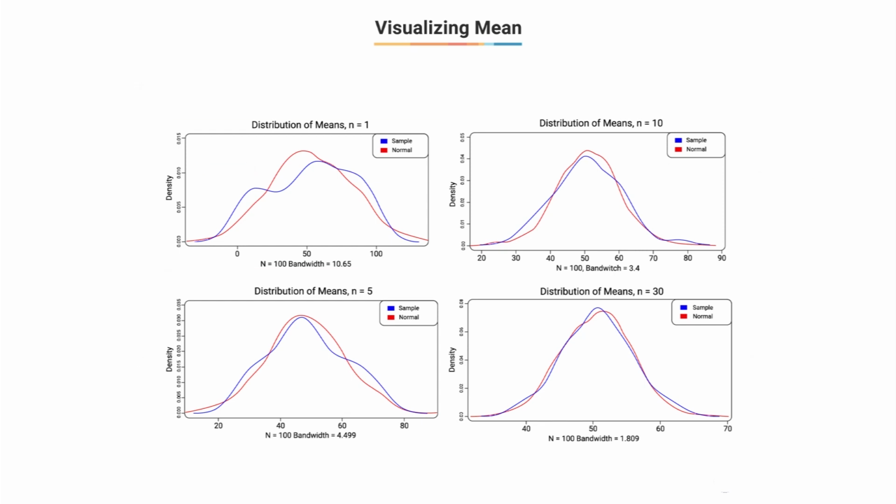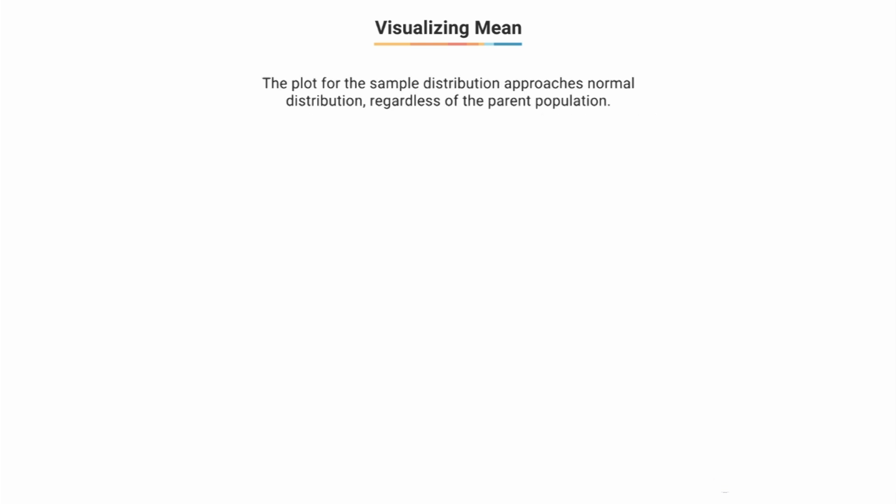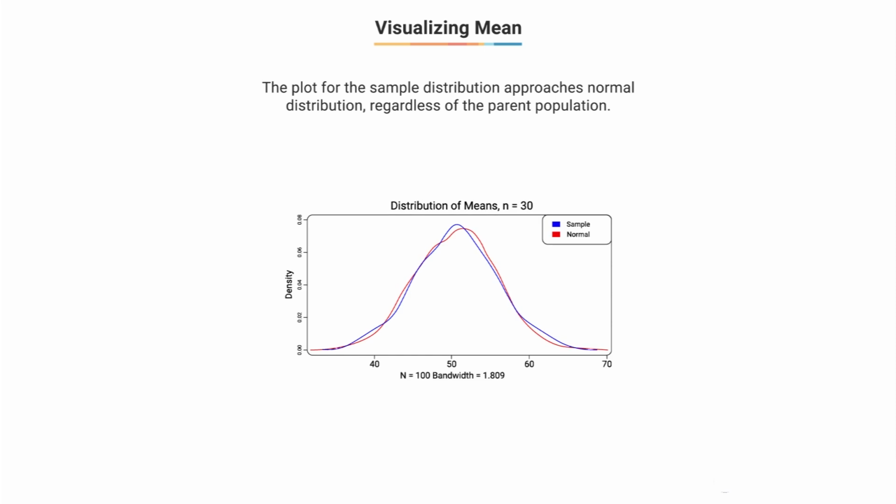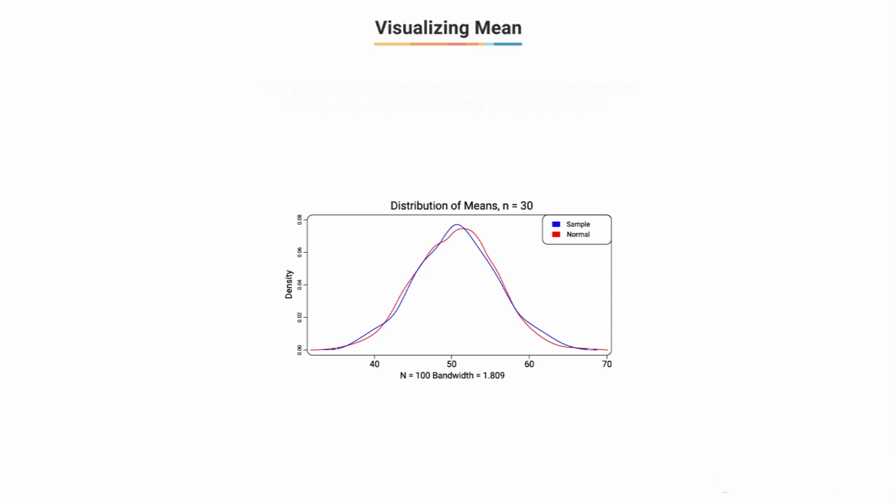This graph is now starting to look like a normal distribution, and the reason for this is the central limit theorem. What this states is that if you plot the sampling distribution, then this distribution approaches a normal distribution regardless of what your parent population is. And this is especially true when the sample size is above 30. So here you can see that even with a sample size of 30, the distribution almost approximates a normal distribution.